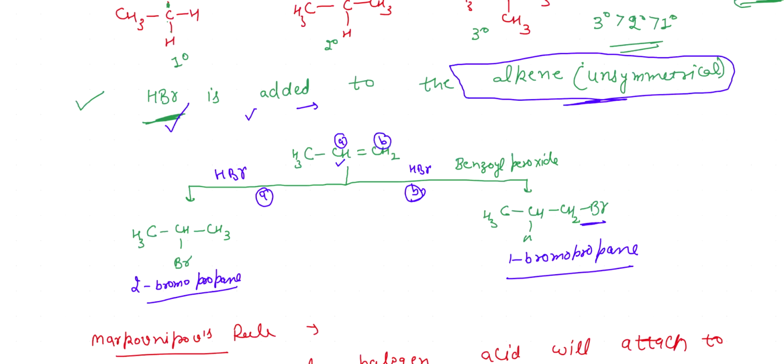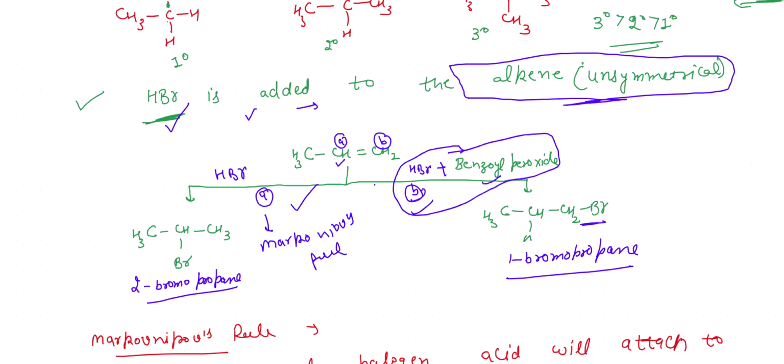But in the second case, the HBr is used along with benzoyl peroxide. Clear? So why are you getting two different products? You are adding HBr. In the first case, it is simple. In the second case, you are also using benzoyl peroxide. So what is the difference between both of these? In case A, Markovnikov's rule is followed, but in the second case, the addition is done according to anti-Markovnikov's rule. Clear? So why is there such a huge difference between these two?